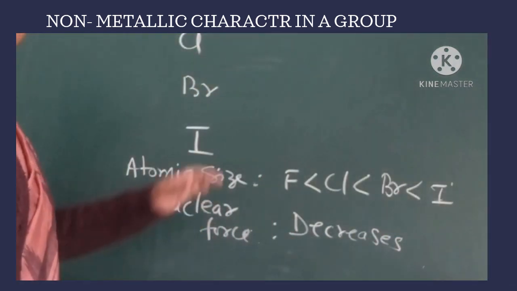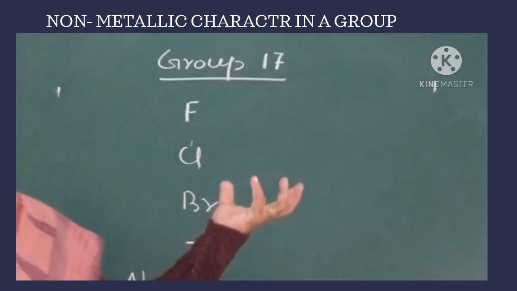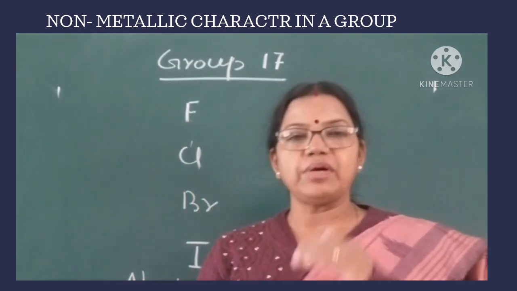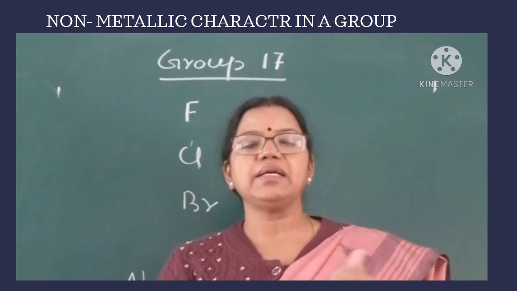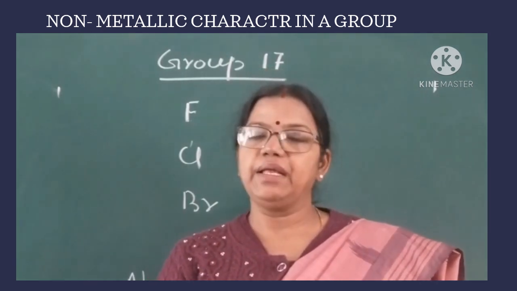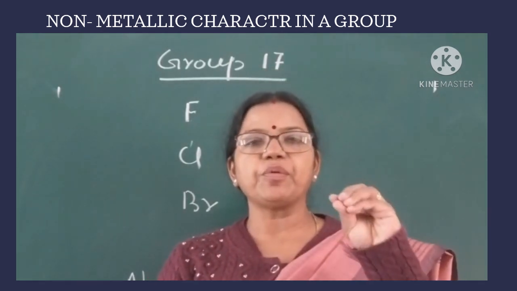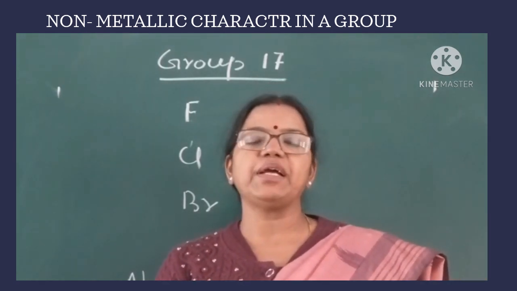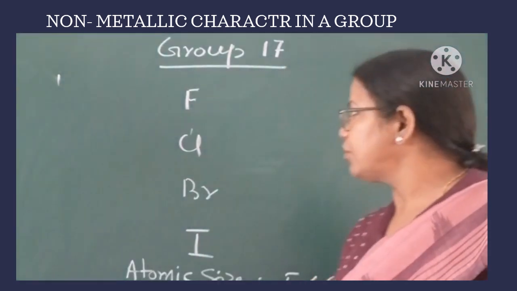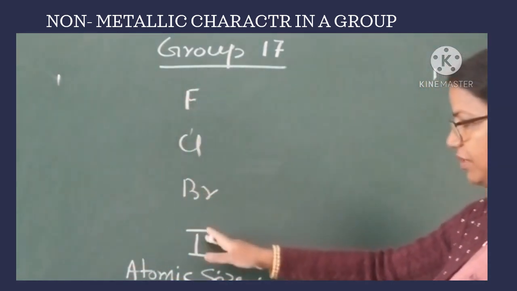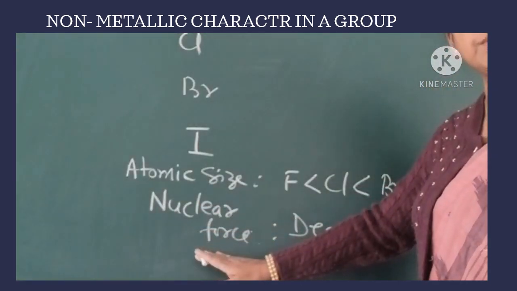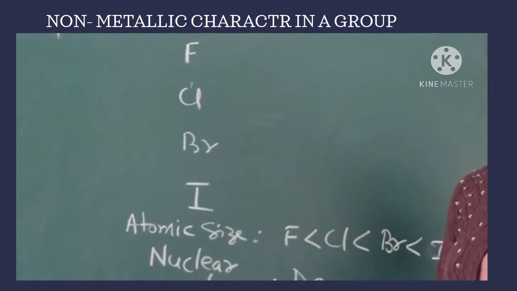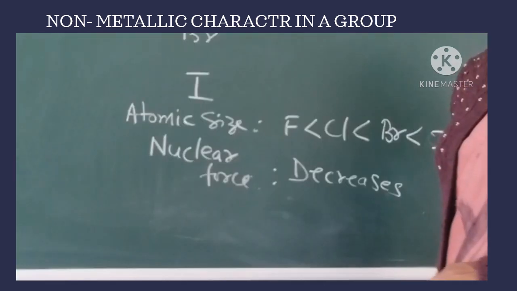And what is non-metallic character? It is the tendency to gain electrons. The smaller the size, the easier it is for atoms to gain electrons, because the nucleus is closer to the valence shell and can accept the electron more easily. So as the atomic size increases, nuclear force decreases, which means the non-metallic character decreases from top to bottom.